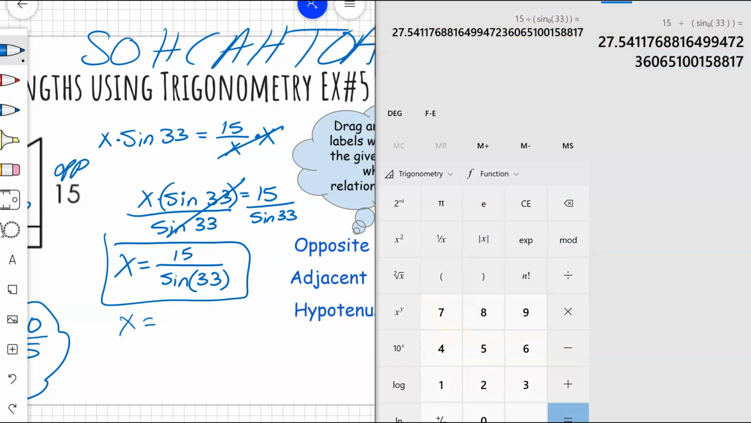Awesome! X equals 27.5. Okay, so double check that you can calculate that, because on quiz day, nobody's going to show you how to do it. You need to practice that until you end up with 27.5.